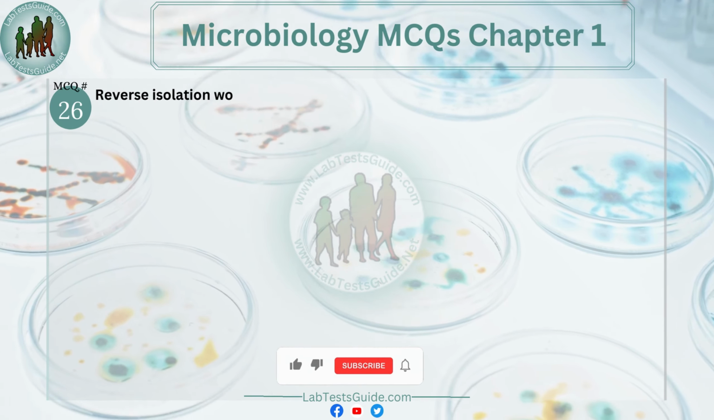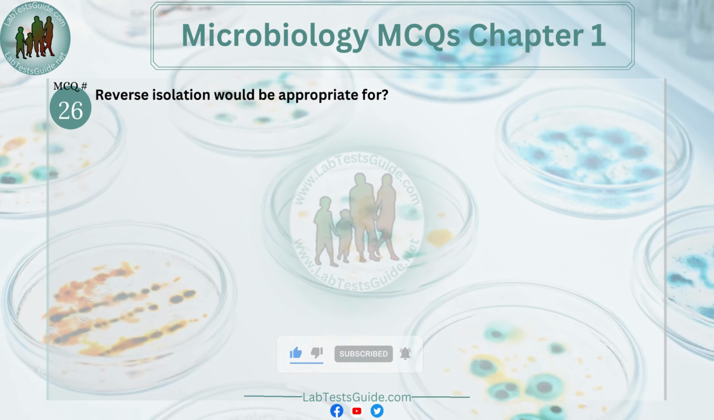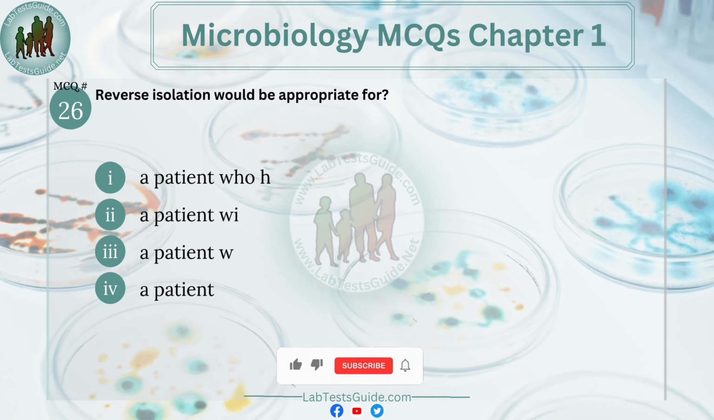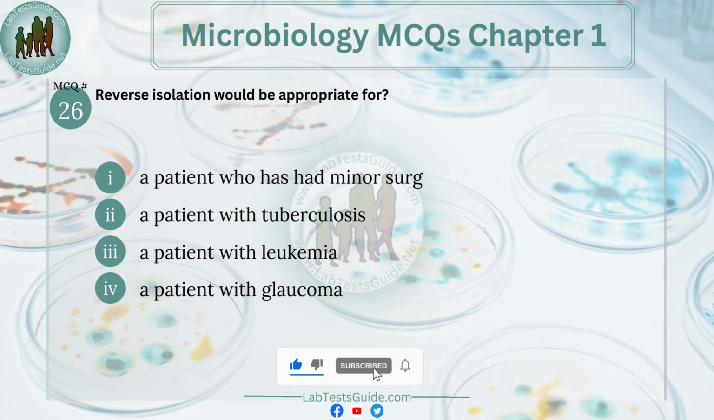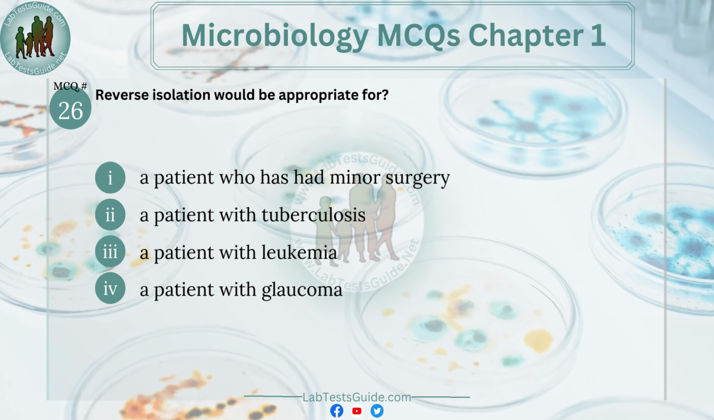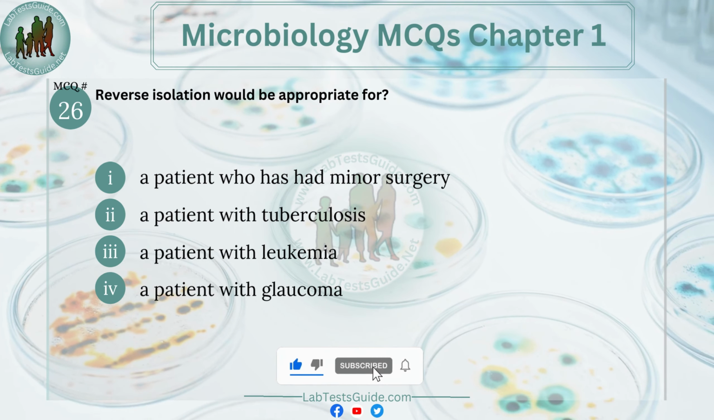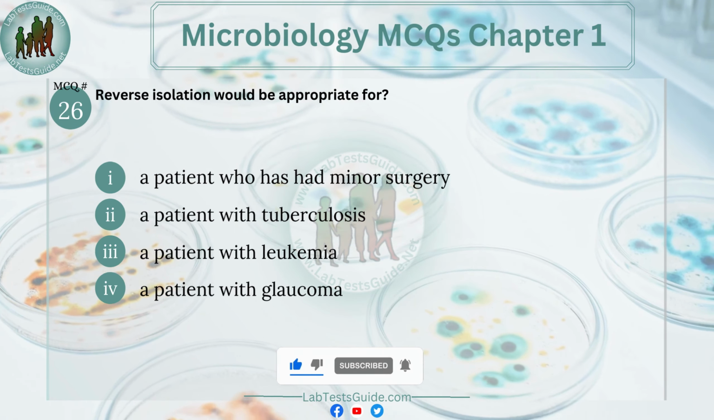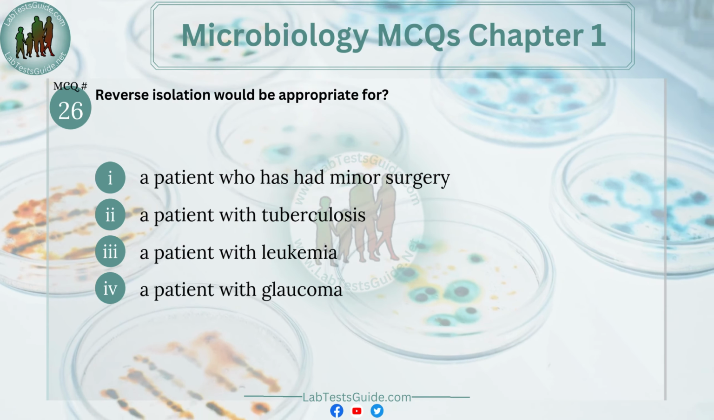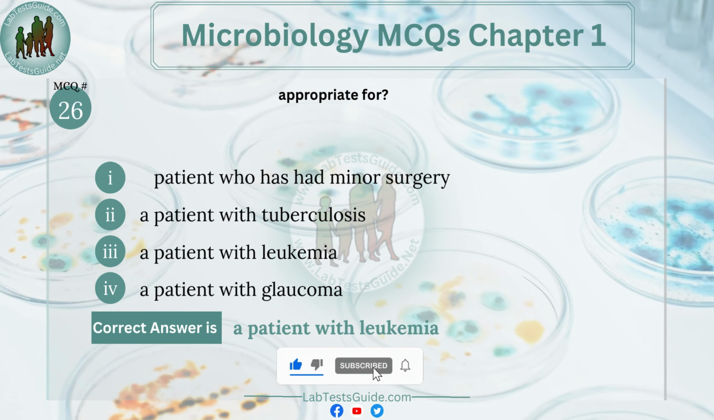Question number 26. Reverse isolation would be appropriate for option number 1, a patient who has had minor surgery. Option number 2, a patient with tuberculosis. Option number 3, a patient with leukemia. Option number 4, a patient with glaucoma. Correct answer is a patient with leukemia.